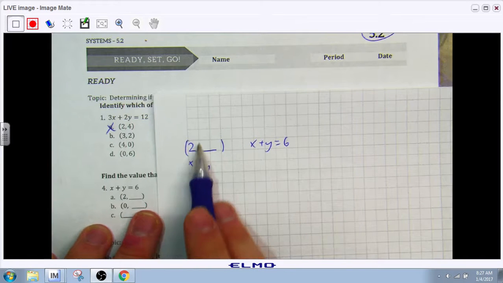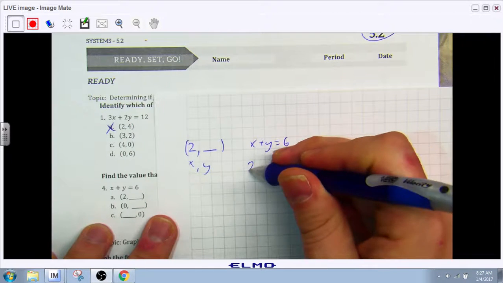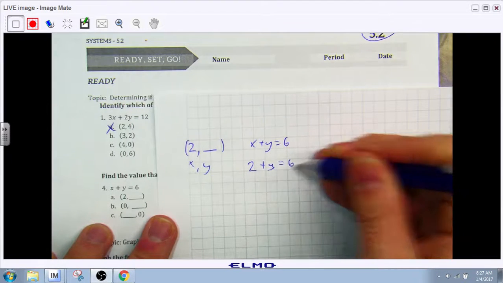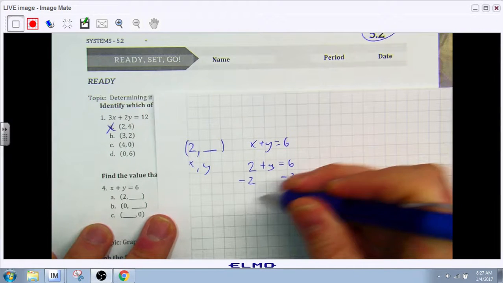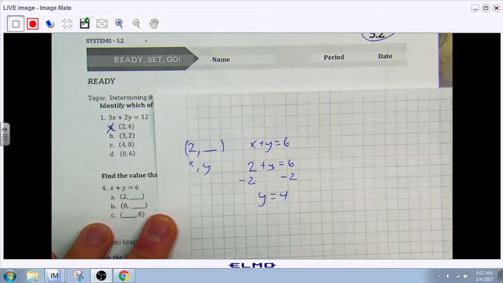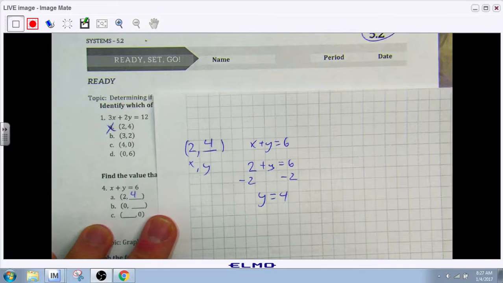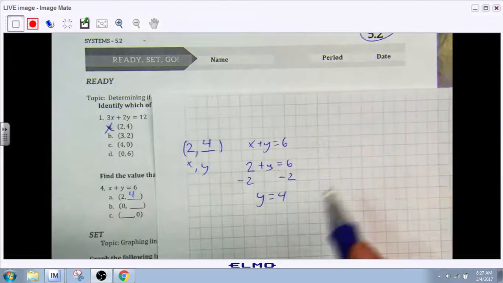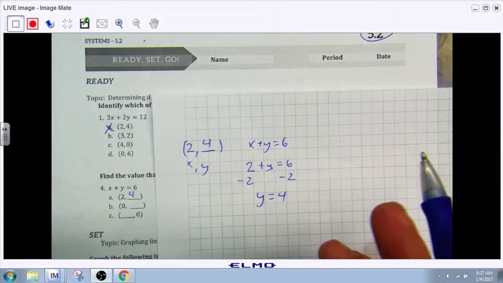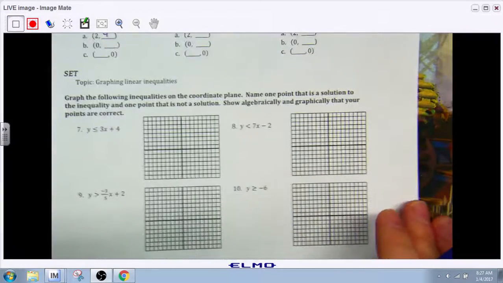But if I have one of these, I can find the other one. So if I know that x is 2, then I just plug that in. So I have 2 plus y equals 6. And then we just have, in this case, a one-step equation. I subtract 2, y equals 4. So then I know that my answer here would be 4. And then I would do that again and again, plugging in for either x or y, and then solving for the other variable. The next section is the set, and it's asking us to graph linear inequalities.